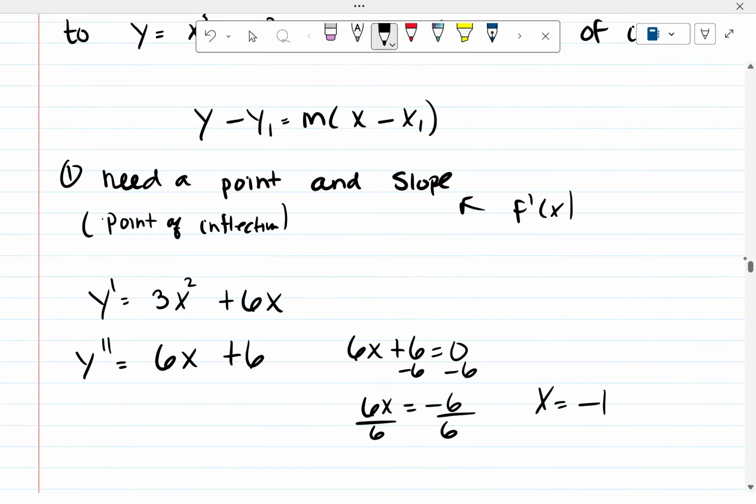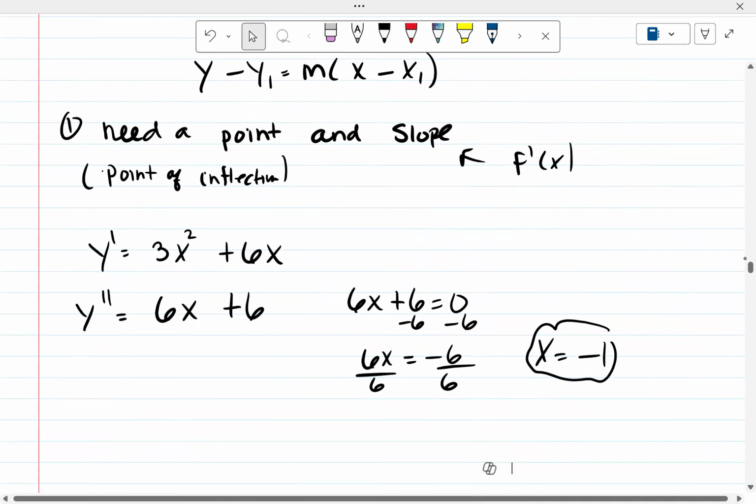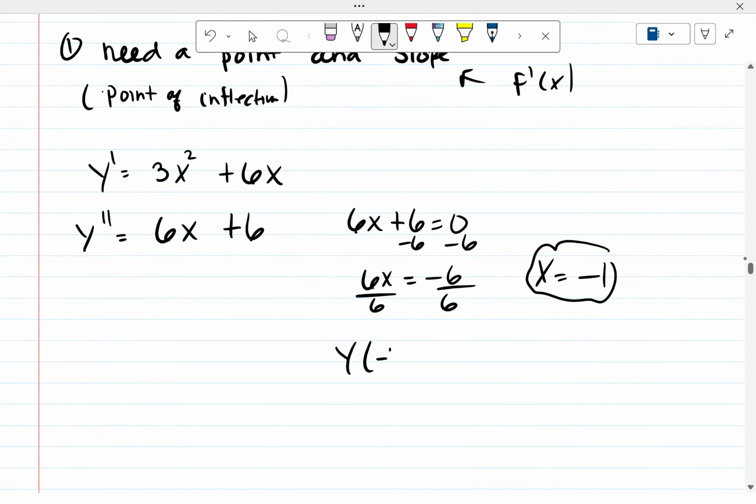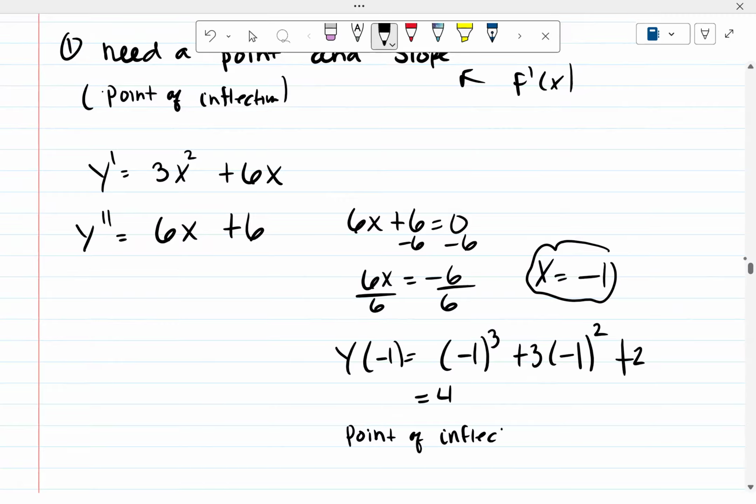Okay, so we need an actual point. This only gives us the x coordinate. So how do you find the y coordinate of the point of inflection? You simply plug -1 back into your original function. You get -1 to the third plus 3 times -1 squared plus 2. And it spits out 4. So your point of inflection is at -1, 4.